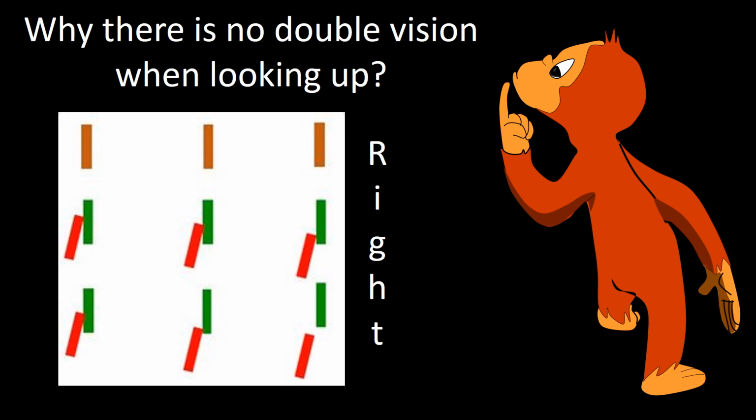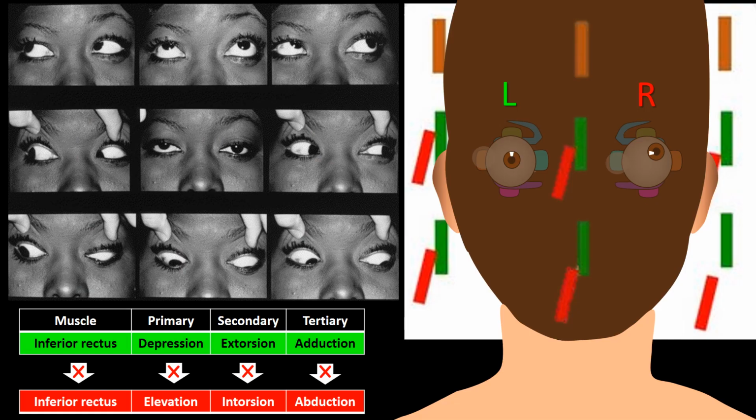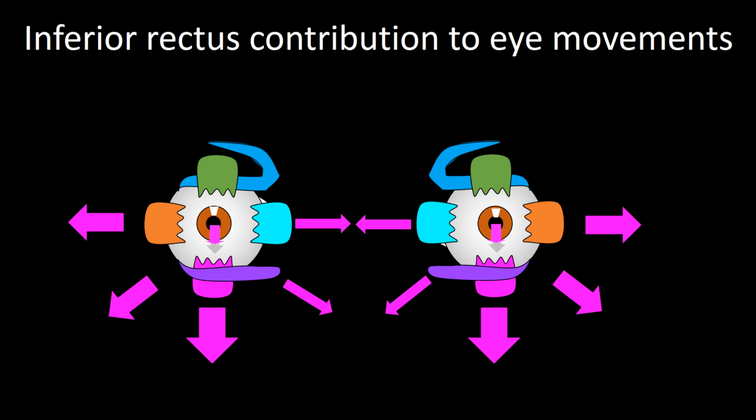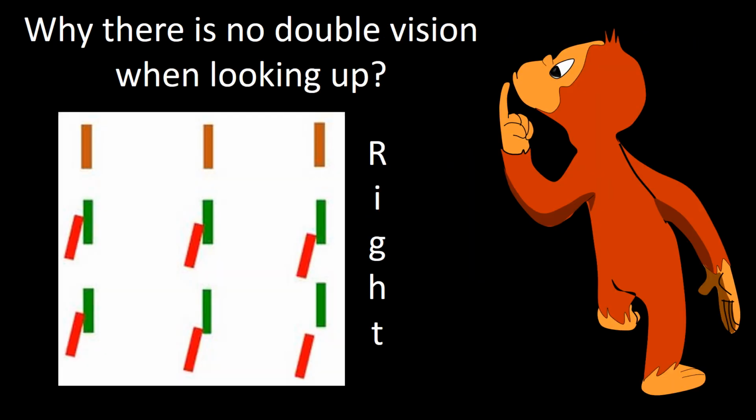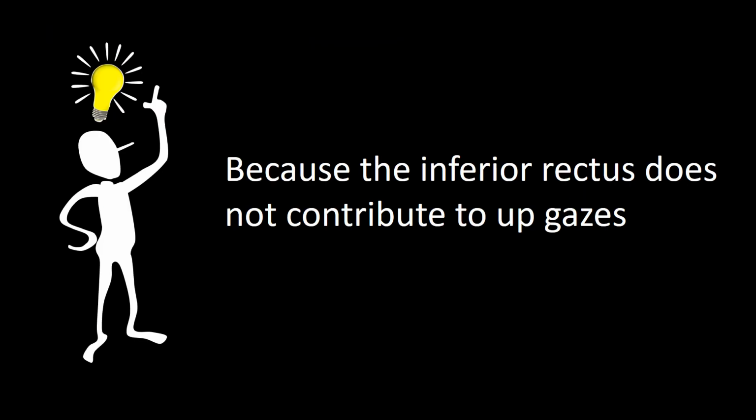Now let's bring the first key question. Why is there no double vision when looking up? The reason for the absence of diplopia when looking up in patients with inferior rectus weakness can be easily understood by remembering that the inferior recti do not contribute to up gazes. In this frame, I am indicating the contribution of the inferior recti to the different gazes by the width of the arrows. Notice that there is no arrow going up. So the answer to this question, why there is no double vision when looking up, is because the inferior recti do not contribute to up gazes.